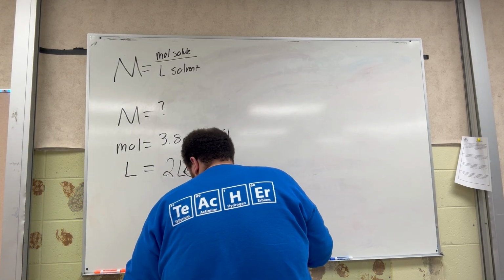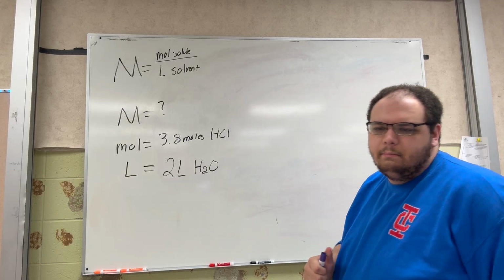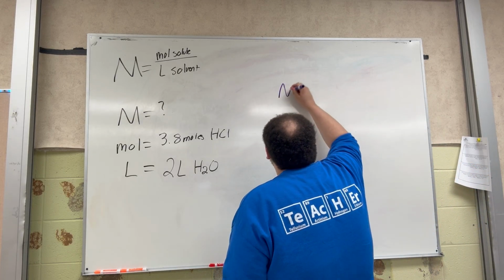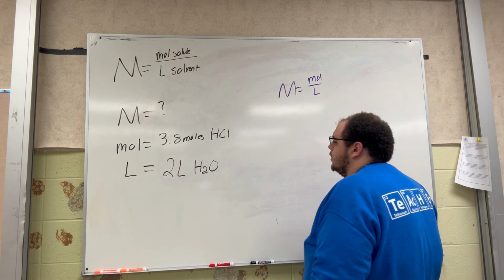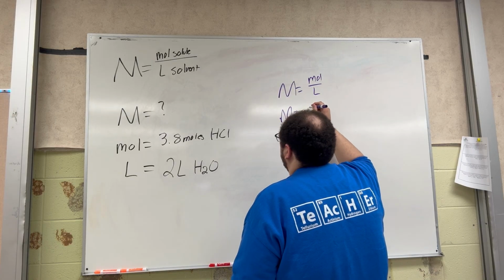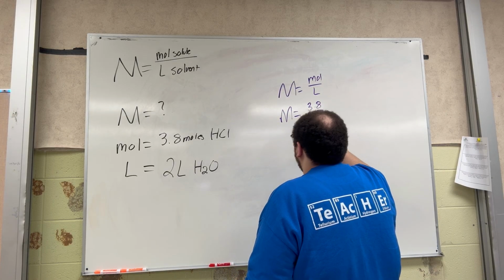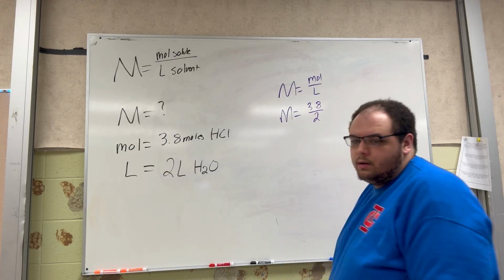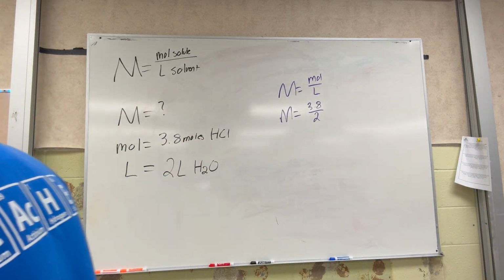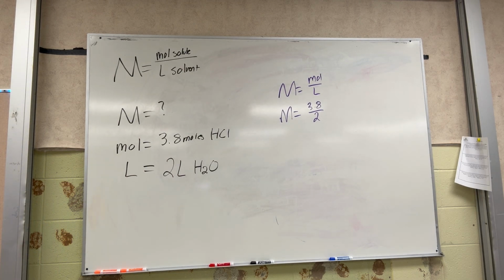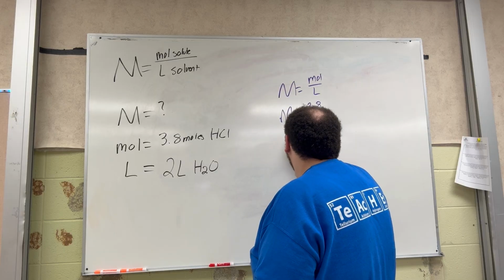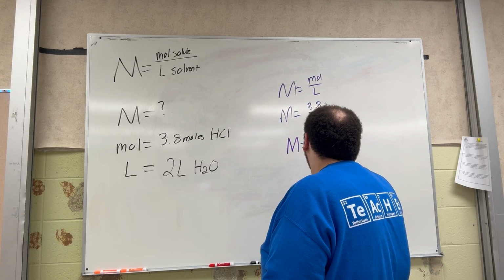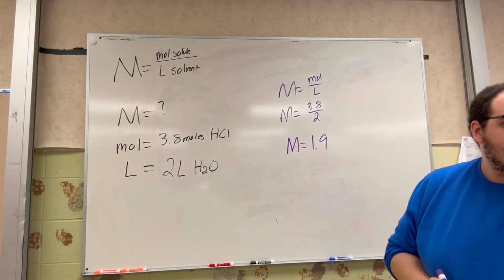You know my favorite way to do these problems is just a simple plug and chug. Rewrite your formula. We have big M equals moles over liters. Plug your numbers in. We'll have big M equals 3.8 divided by 2. Put that in your calculator. Tell me what you get. I get 1.9.